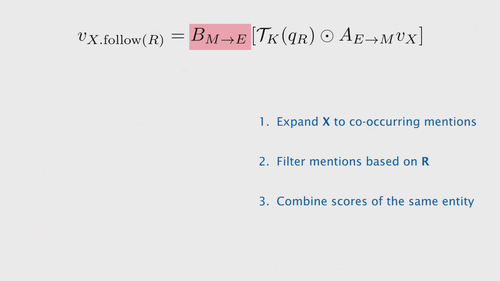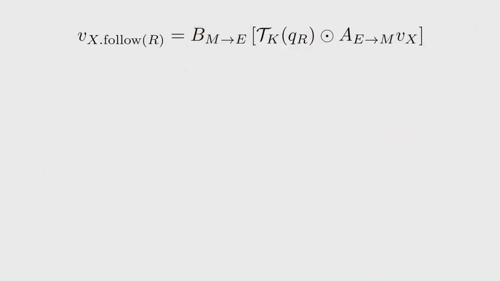Now, there are some nice properties of implementing this relation following operation in this manner. So first of all, this is very efficient. Every operation here is either a sparse matrix times sparse vector product, or a top k nearest neighbor search. And actually, the complexity that we get is independent of the number of mentions in our text corpus.